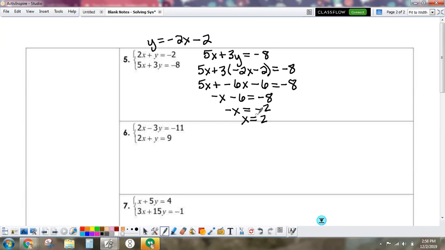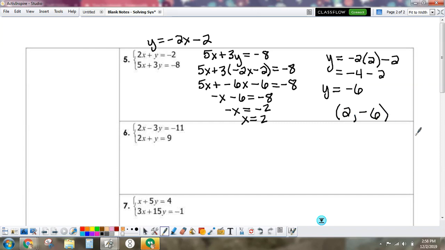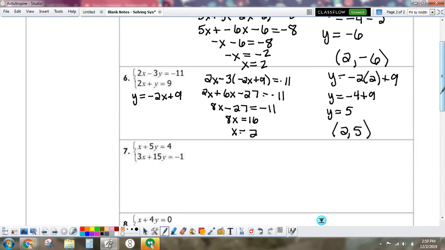Then I'm going to take my x equals 2, plug it in to my newly solved equation. Okay, the one where it's already y equals. And then -2 times 2 minus 2. And then my ordered pair is 2, -6. Right, so you're going to try number 6 and then compare what you get with what my answer is. Try 7.